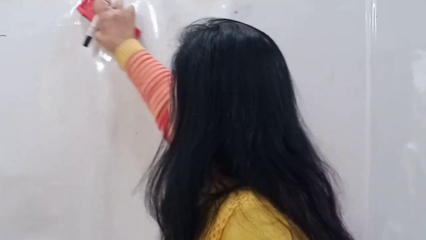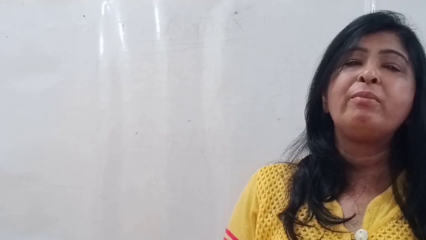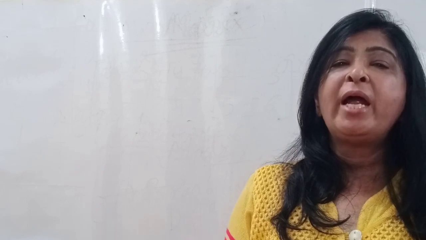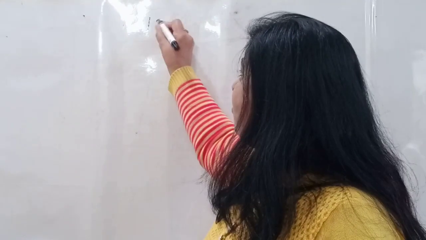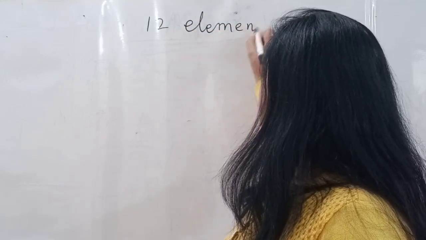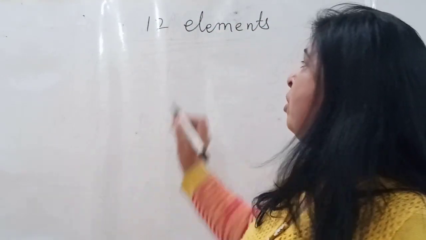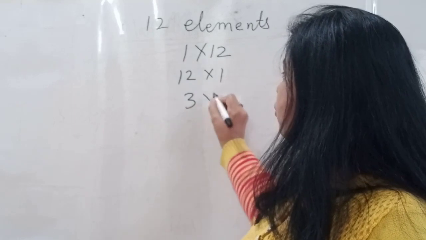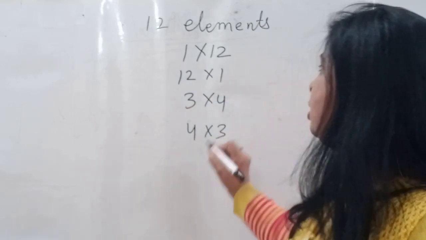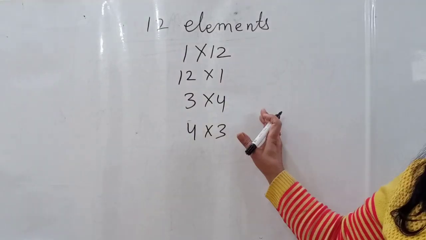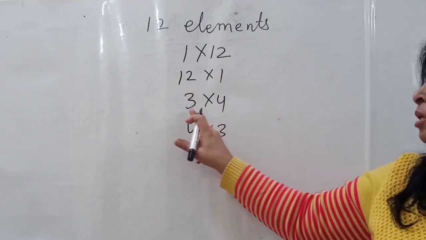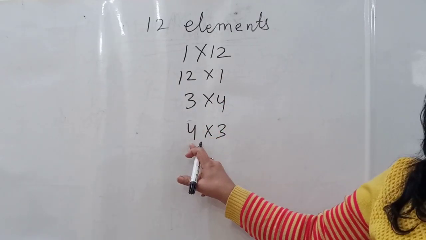A problem is there. If a matrix has 12 elements, then what will be the order of the matrix, or how many matrices can you write of different orders? So if I have 12 elements, then how many orders can it have? 1 into 12, 12 into 1, 3 into 4 and 4 into 3. So this many orders of matrices you can write. 1 row, 12 columns, 12 rows, 1 column, 3 rows, 4 columns, 4 rows, 3 columns.